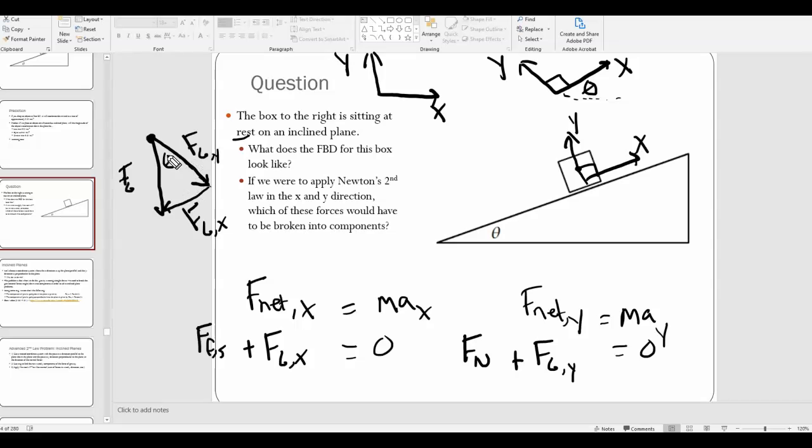We can see from my poor drawing that this is a triangle. This theta is the same angle as the incline, and so the x component is the side of this triangle opposite to this angle. So in other words, the way to calculate FGX would be by doing FG, which in this case would be the hypotenuse, times sine theta. And likewise, FGY would always be FG cosine theta.